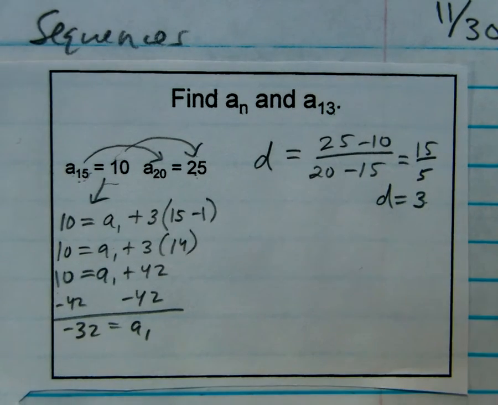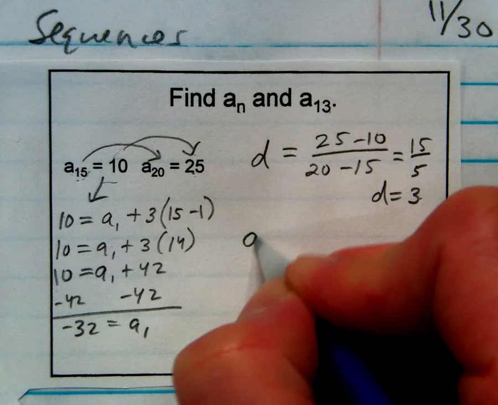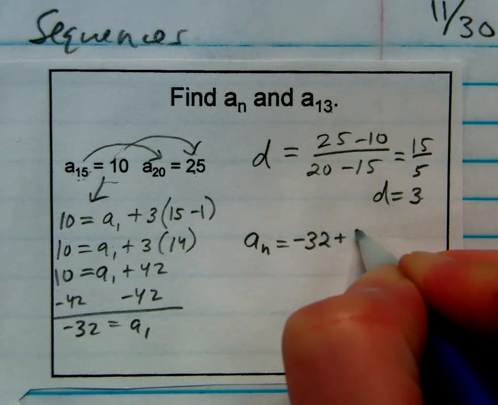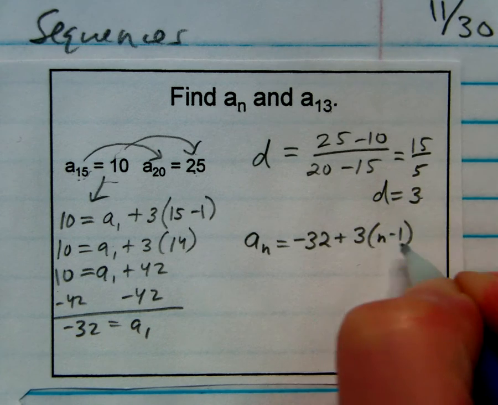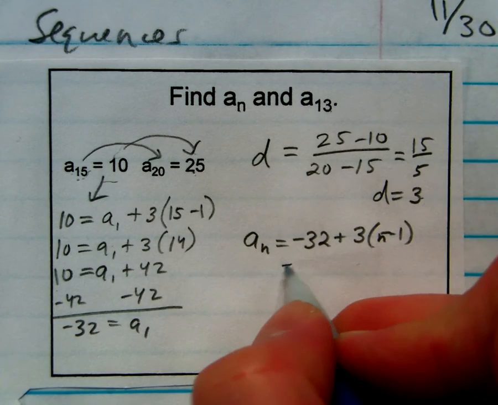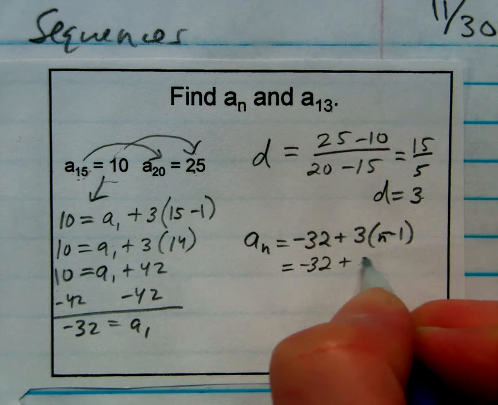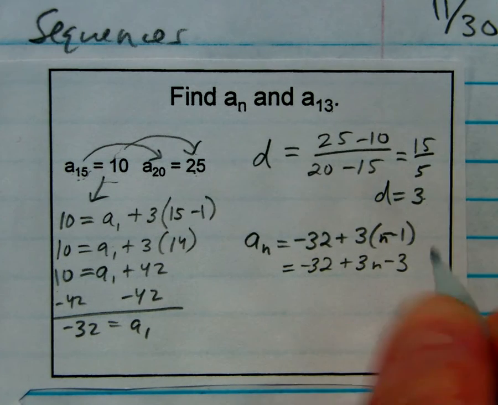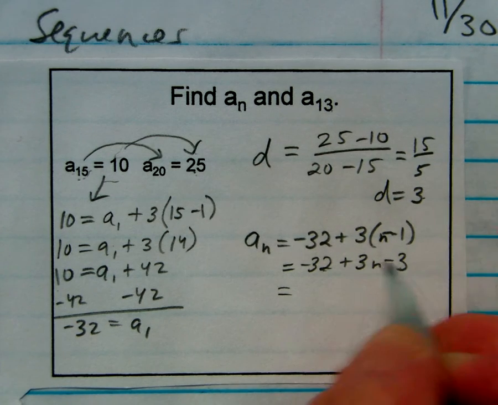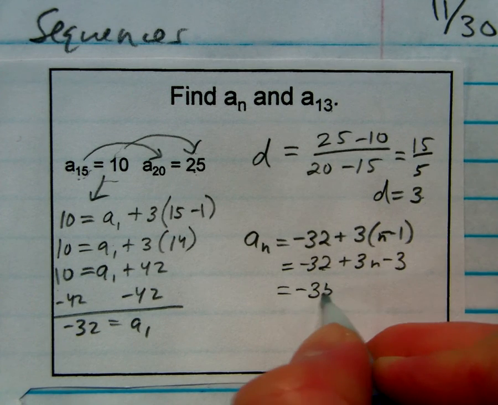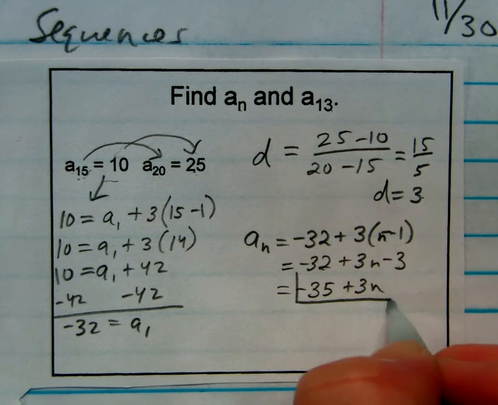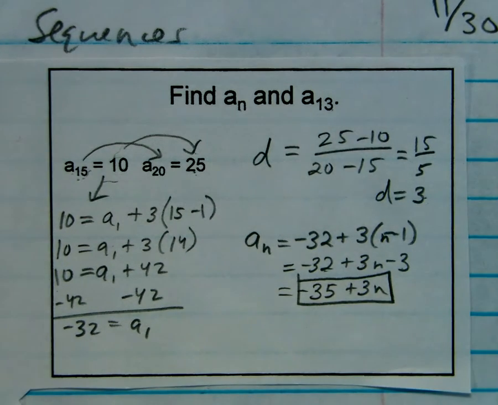Okay, so we are so close now. We can write the formula. AN equals negative 32 plus 3 times n minus 1. And we'll just clean it up a little bit by distributing. So negative 32 plus 3n minus 3. Negative 32 and minus 3 make negative 35, and then plus 3n. So we have the formula. That's the first answer we actually were looking for.